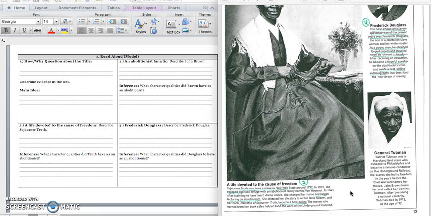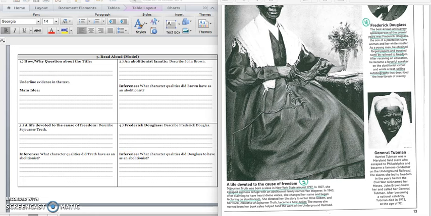Sojourner Truth was born a slave in New York State around 1797. In 1827, she escaped and took refuge with an abolitionist family named Van Wagner. In 1843, after claiming to have heard divine voices, she changed her name and began lecturing on abolitionism. She dictated her life story to writer Olive Gilbert, and her book, Narrative of Sojourner Truth, became a bestseller. The money she earned from her book helped fund the work of the Underground Railroad.